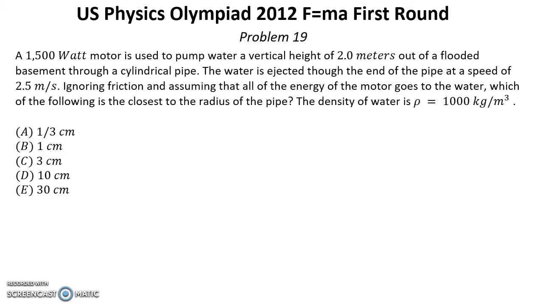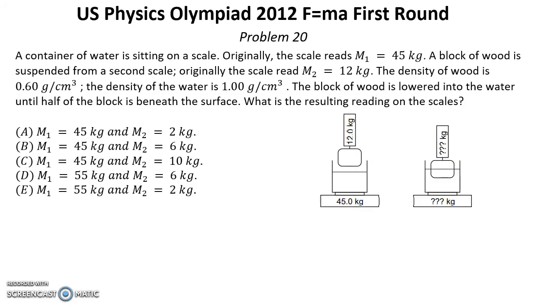Problem number 19. A 1500 watt motor is used to pump water a vertical height of 2 meters out of a flooded basement through a cylindrical pipe. The water is ejected through the end of the pipe at a speed of 2.5 meters per second. Ignore friction and assume that all of the energy of the motor goes to the water. Which of the following is closest to the radius of the pipe? The density of water is ρ equal 1000 kilograms per cubic meter. US Physics Olympiad, year 2012. F equal MA, first round.